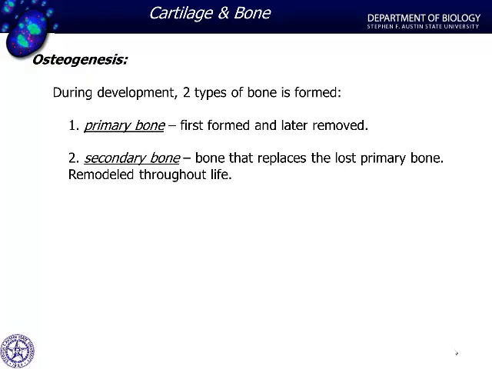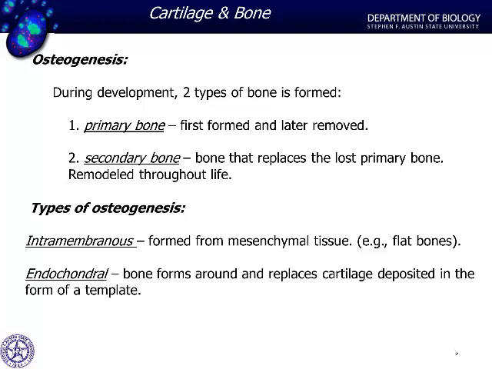So during development, we basically have two types of bone forming. We have primary bone and secondary bone. Primary bone is going to essentially be calcified cartilage. That is going to be basically a placeholder, and this is going to be where the bone is originally going to form. Osteoclasts will then come in, remove that primary bone, and lay down our adult secondary bone that we're going to maintain and modify throughout the rest of our adult life.